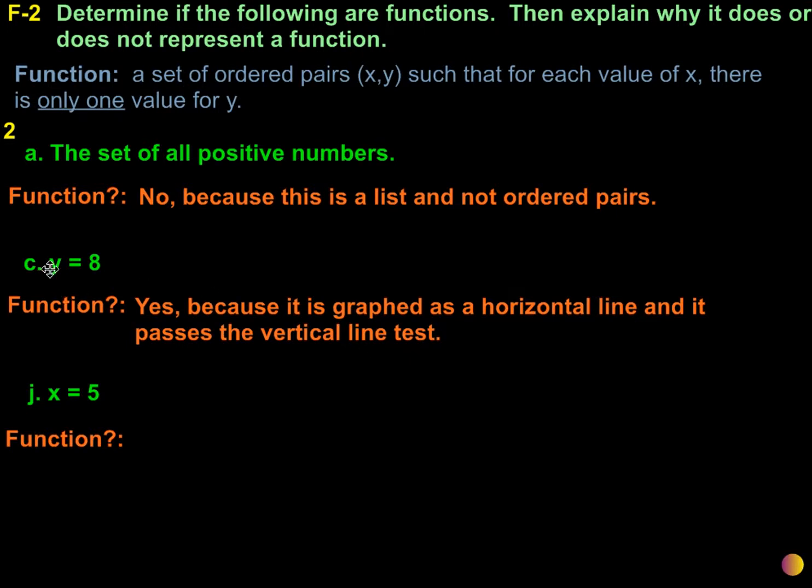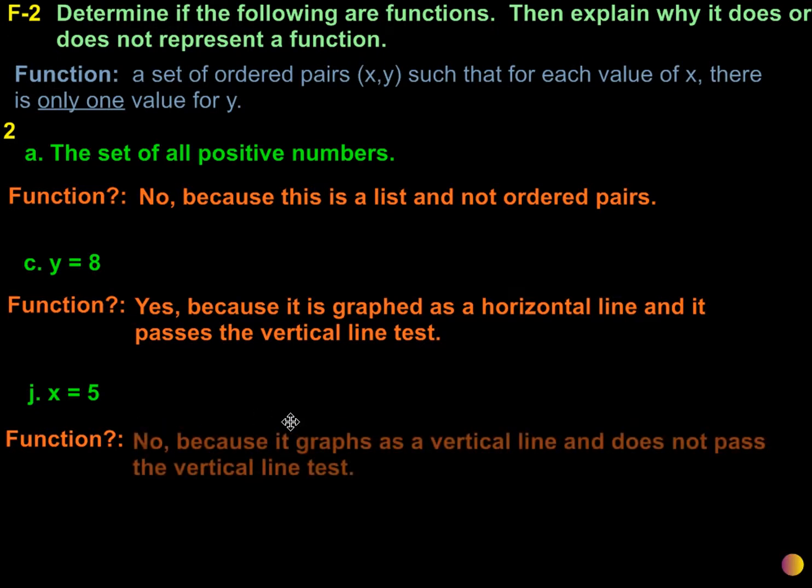So whenever you're graphing y equals a number, it creates a horizontal line. What about when you graph x? When you graph x equals a number, it creates a vertical line. Now, a vertical line's not going to pass the vertical line test, because it's going to sit right on top of it, and it'll be touching it in multiple places at the same time. So that won't work.